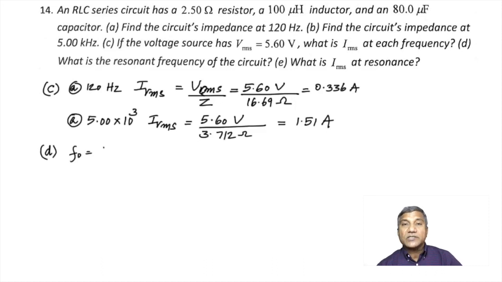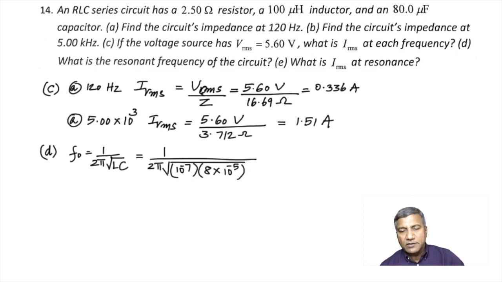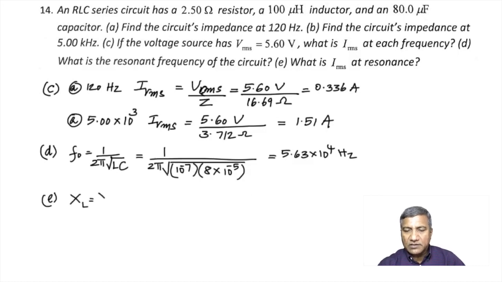D is important. What is the resonant frequency? Resonant frequency is the frequency at which the impedance becomes minimum and the current becomes maximum. It's given by the formula 1 by 2 pi square root LC. We have the inductance as 10 to the negative 7 and the capacitance is 8 times 10 to the negative 5, and you get the resonant frequency as 5.63 times 10 to the 4.